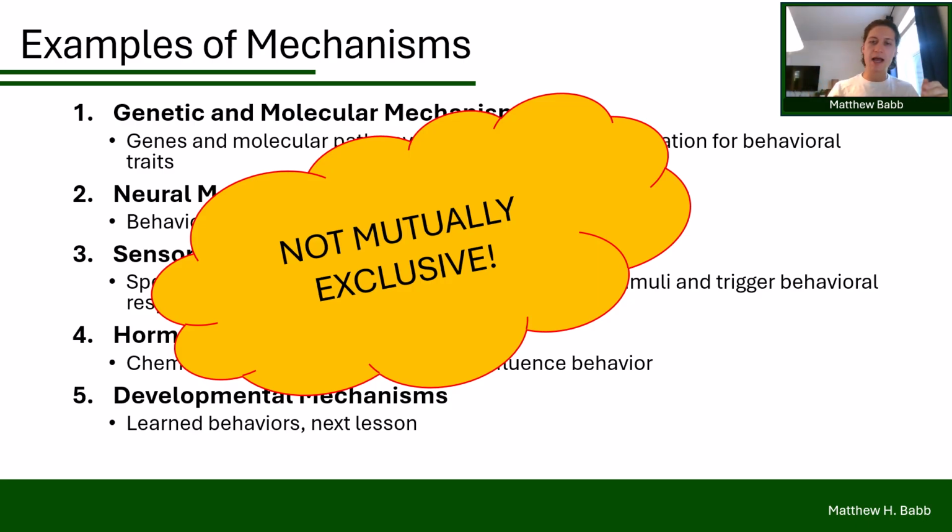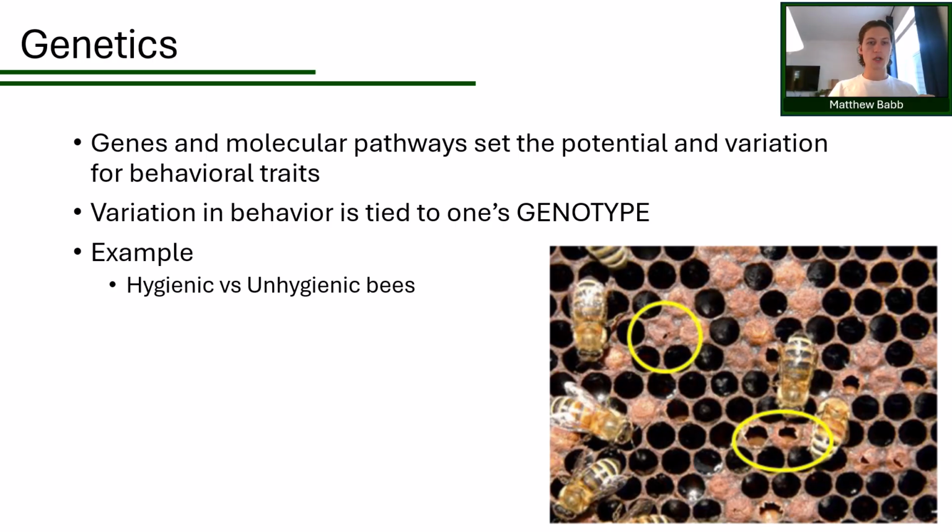But we're going to break down the study of these different mechanisms further. So the first one we're going to dive deep into is the genetic mechanisms. And so genes and molecular pathways can set the potential for variation amongst behavioral traits. This variation is tied to one's genotype. So in one of the previous lessons, we talked about the difference between genotype and phenotype. But basically, this mechanism says that there are some behaviors that are genetically programmed into individuals.